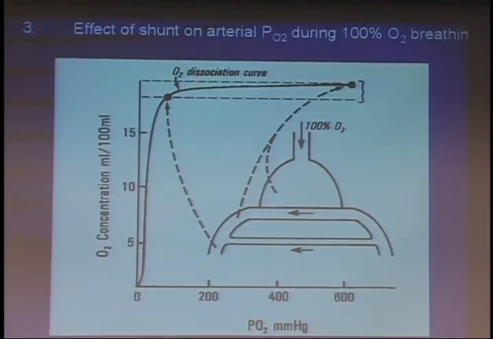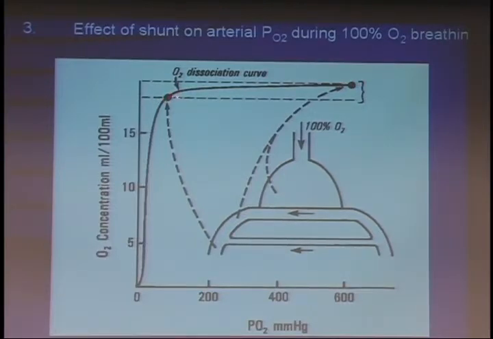So what you would expect breathing pure oxygen is that the PO2 would go way up, like to 600, put you up here, but the oxygen content would not increase that much because you started off at about 98% saturation and you didn't have far to go. You couldn't increase the saturation much more because you already were at 98.